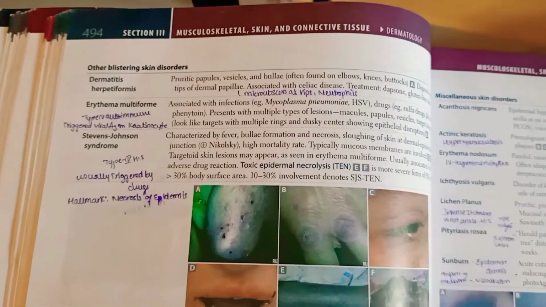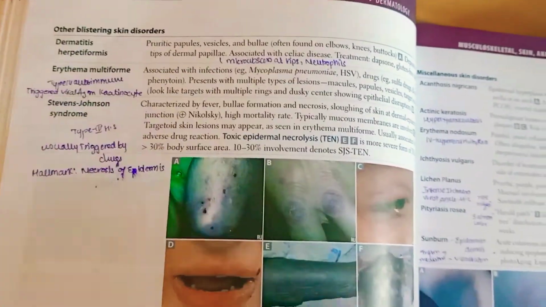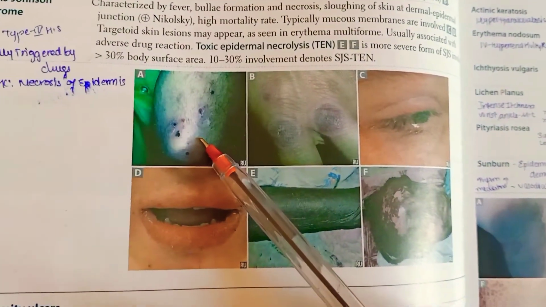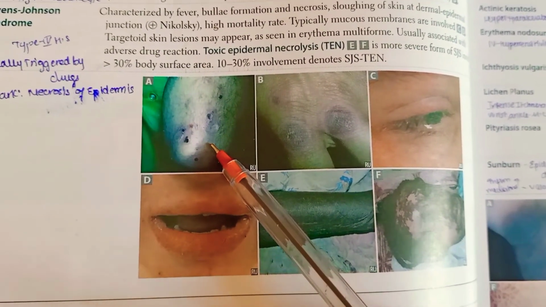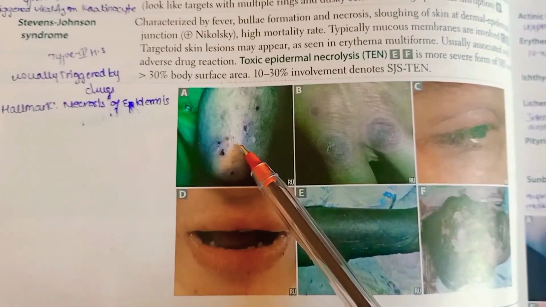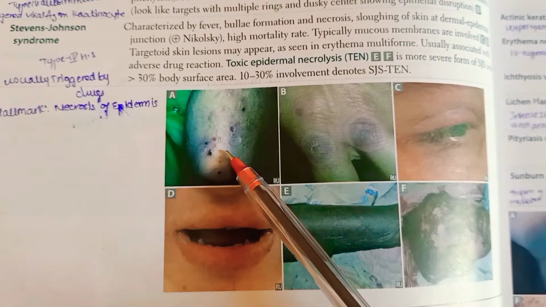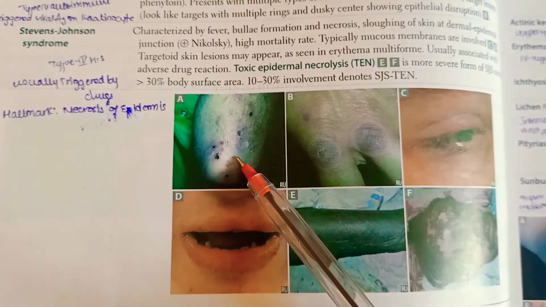Let's continue with other blistering skin disorders. So first one is dermatitis herpetiformis. It is herpes-like, so the name is herpetiformis. It is often found on elbows, knees and buttocks. It presents with pruritic papules.